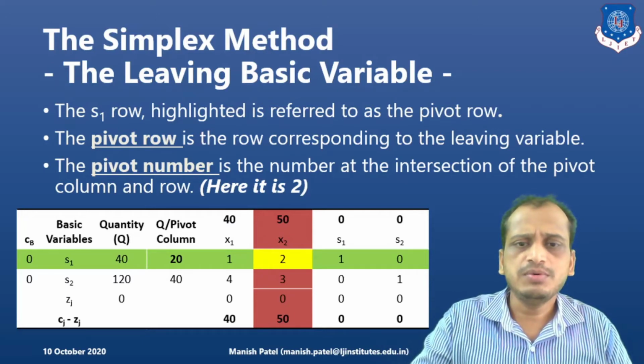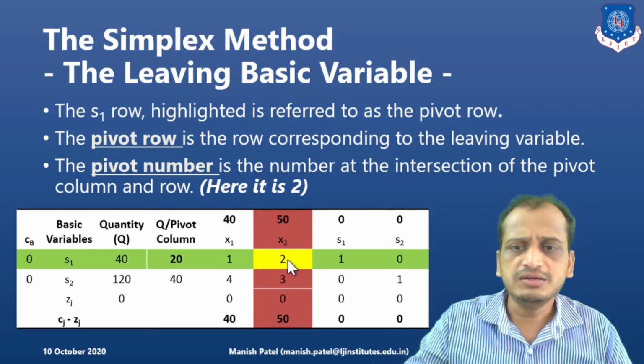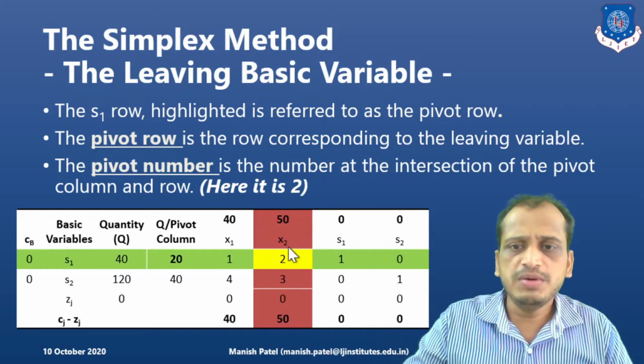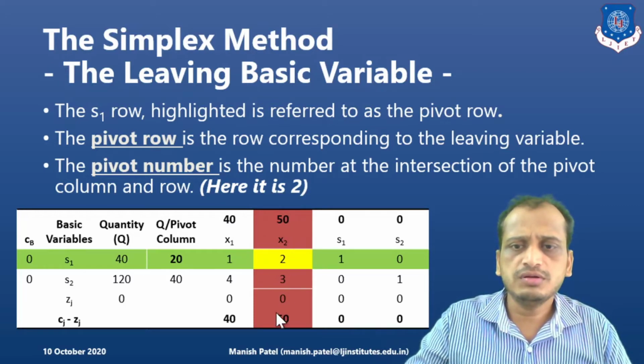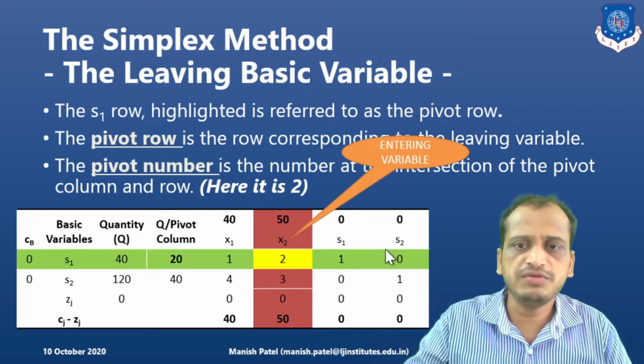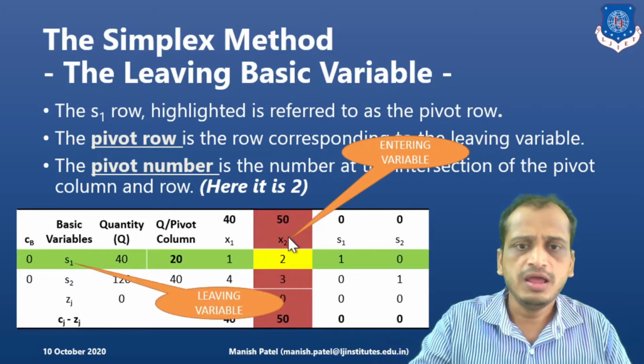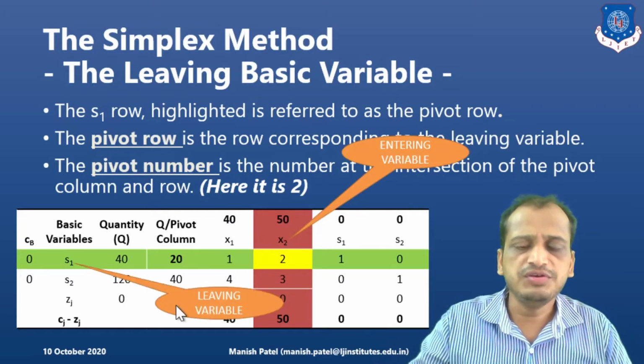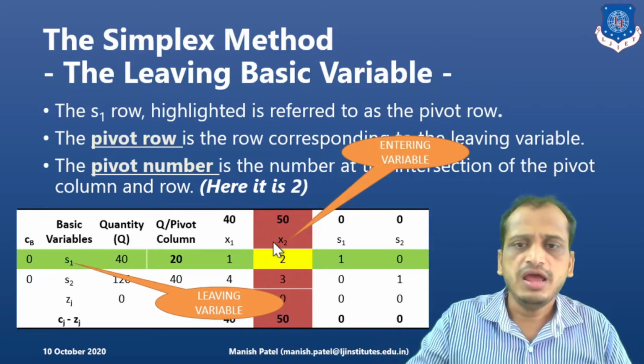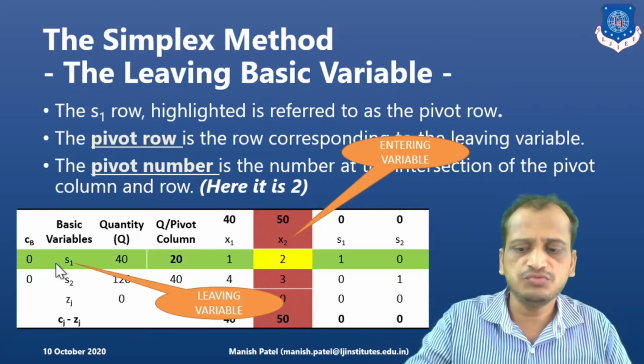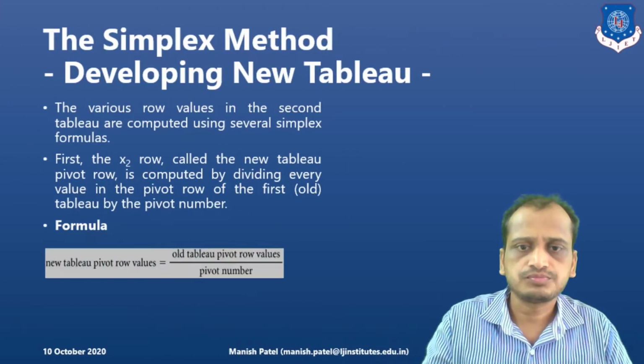So what is the next step? If you carefully see here, the variable x2 corresponding to the pivot column is the entering variable, and s1 is the leaving variable. So that is what I have written here. X2 is the entering variable and s1 is the leaving variable. Leaving variable means we will remove s1 from the next table and we will introduce the x2 variable. So that is what I have done in this next step.